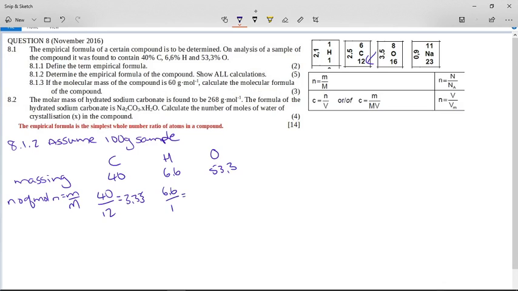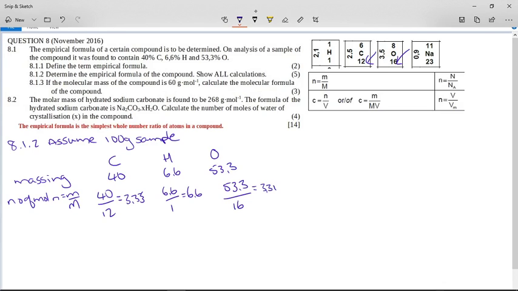Hydrogen: the mass, 6.6 grams, over the mass of a hydrogen atom. Well, a hydrogen atom weighs 1, so this is 6.6. And then for the oxygen, we've got 53.3 grams, and one oxygen atom, as you can see over here, has a mass of 16. So if we work out 53.3 divided by 16, we get 3.3125. Okay, we'll leave it as 3.31.